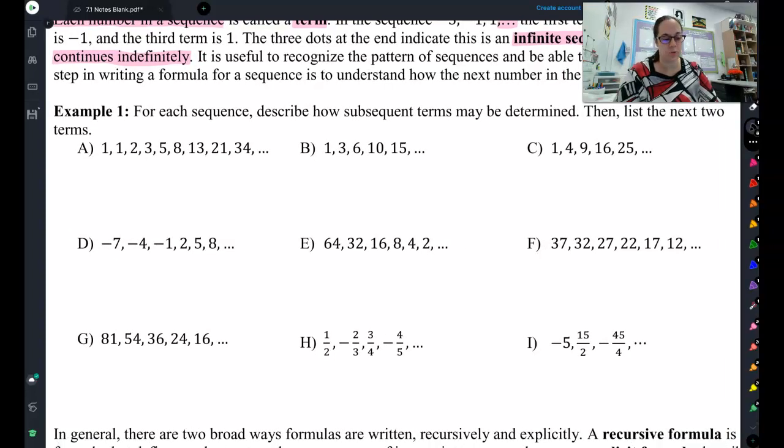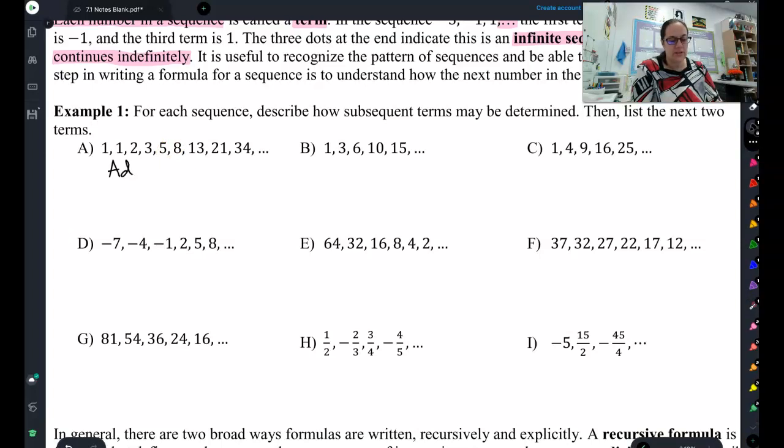So let me show you this first one. Example 1a is one of my personal favorite sequences. It's the Fibonacci sequence, and one of the harder ones to see. To get the next term, you add the 2 previous terms. So 1 plus 1 gives me 2. And then 1 plus 2 gives me 3. And then 2 plus 3 gives me 5. 3 plus 5 gives me 8. So you add the 2 previous terms to get to the next one. And that's what we call the Fibonacci sequence.